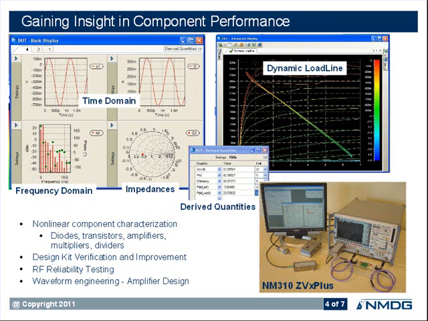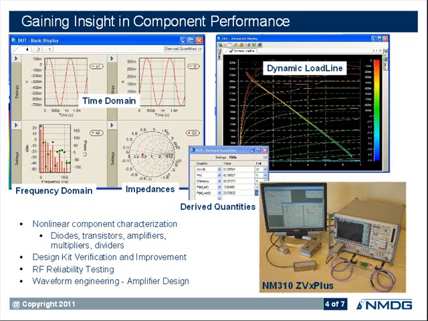Well, first of all, it is used to get better insight in the nonlinear behavior of devices. Nonlinear devices are, for example, diodes, transistors, can also be multipliers, dividers, and amplifiers. Another reason to use this capability is when you have design kits in your simulation tools and you're not sure about the quality of the models in the design kit, it is easy to use this capability to verify and in fact also improve the models.